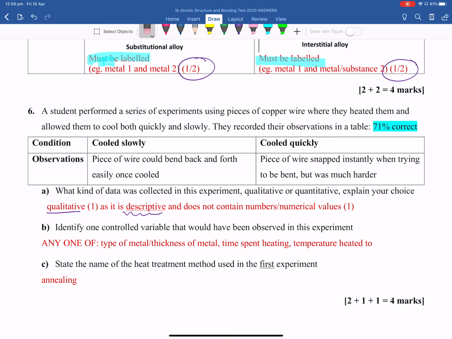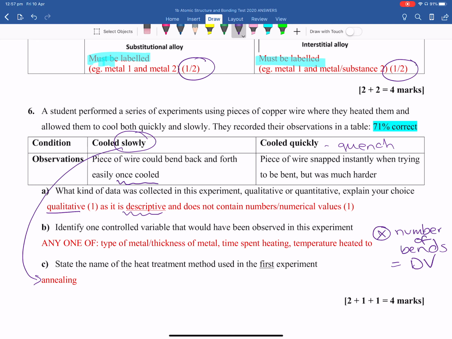So number of bends is not accepted because the number of bends is the dependent variable. Okay, and which is the heat treatment used in the first one? So you could bend it once it cooled, and it was cooled slowly. So cooling slowly meant that it had to be annealing. You couldn't really say if it was tempering here, but they just said that they heated them and allowed them to both cool quickly and slowly. So this one here, just out of interest, would be quenching.